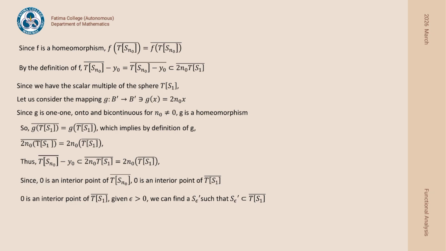0 is an interior point of T of S1 closure gives, given epsilon greater than 0, we have an open sphere S epsilon dash such that S epsilon dash is a subset of T of S1 closure. Stage 4. Now we prove S epsilon dash is a subset of T of S3. In stage 3, we have proved S epsilon dash is a subset of T of S1 closure. Now we will prove S epsilon dash is a subset of T of S3. For that, let us take y an element in S epsilon dash. By the definition of open sphere, norm y is less than epsilon.